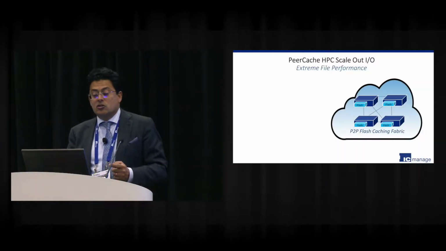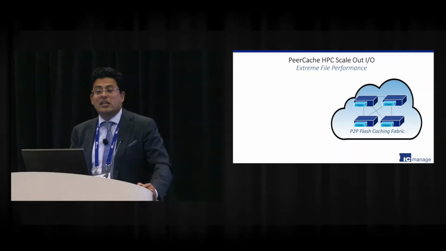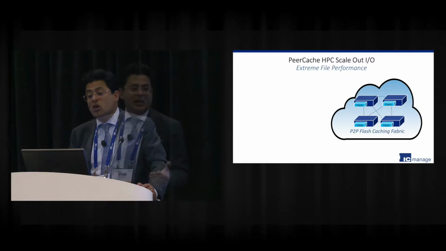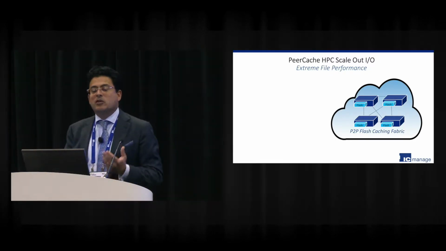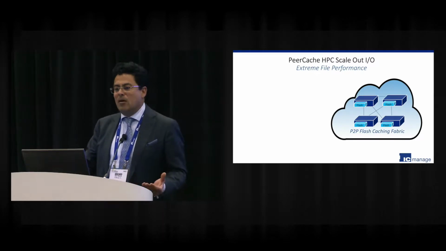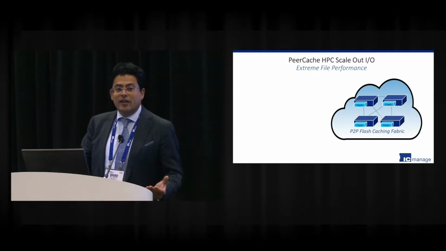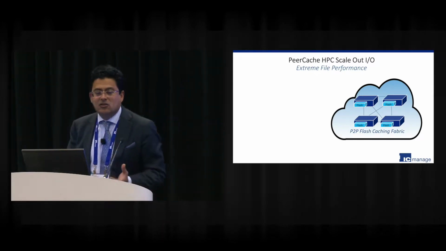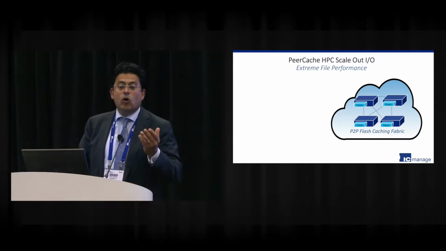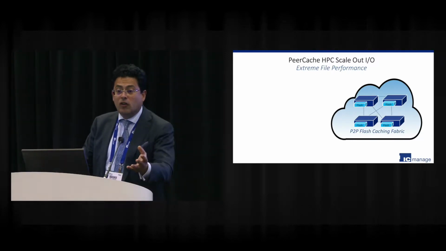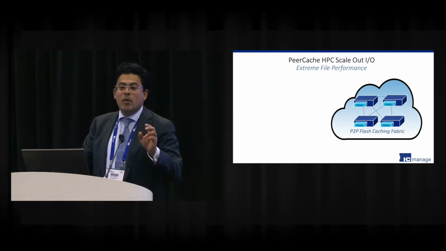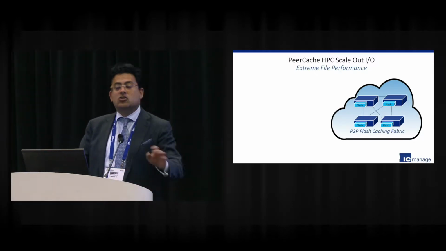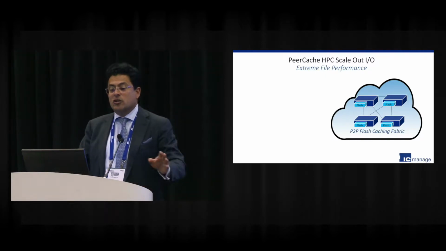We introduce Peer Cache Scale-out I/O, that delivers extreme file performance. This is a standard Intel strategy to blur the lines between file I/O and memory I/O. So we use NVMe, but instead of building file systems out of NVMe, we make your local file system look like a cache, right? And we provide a shared storage model for that cache using peer-to-peer.